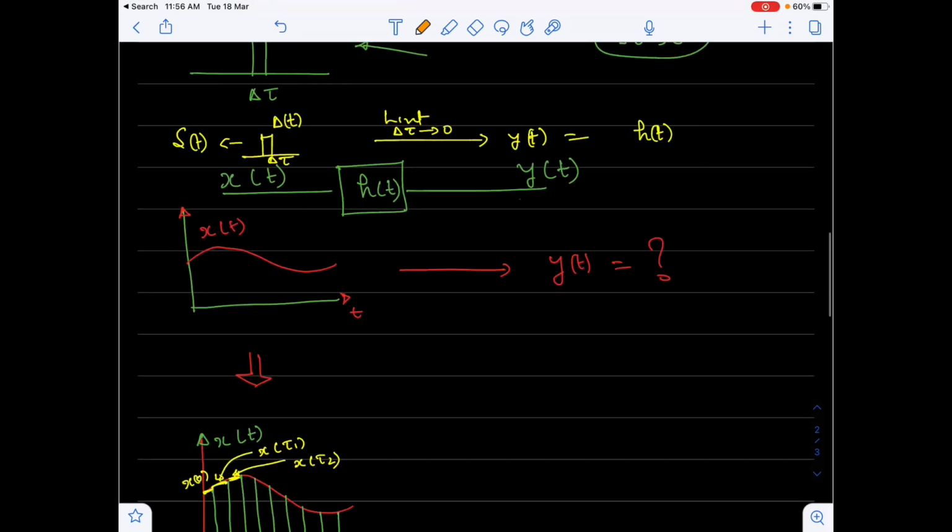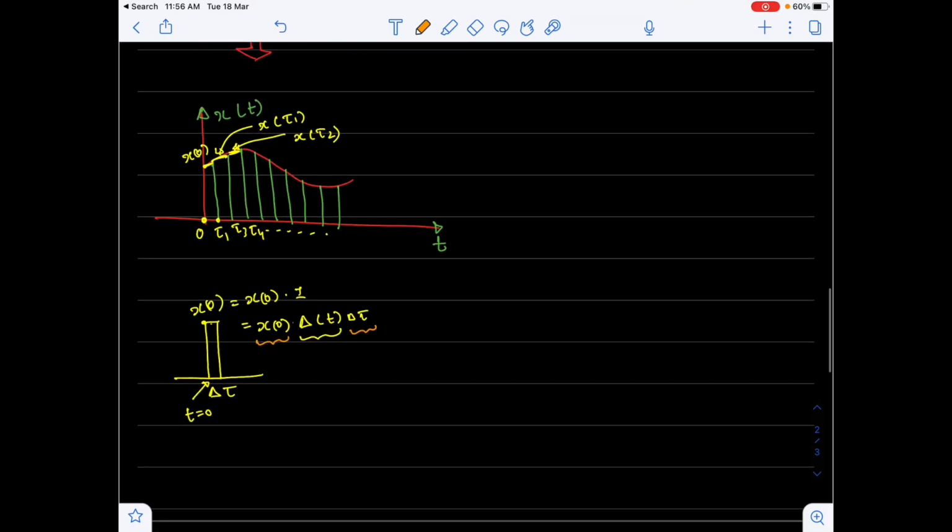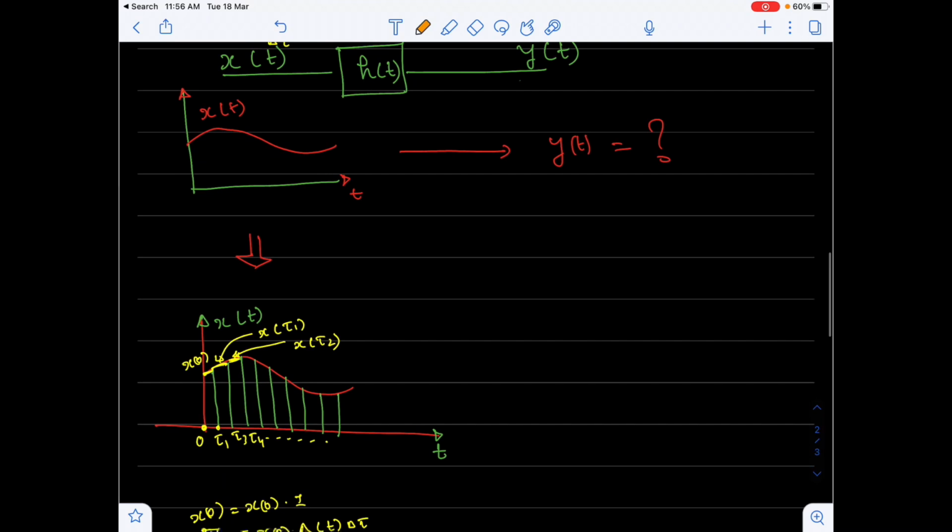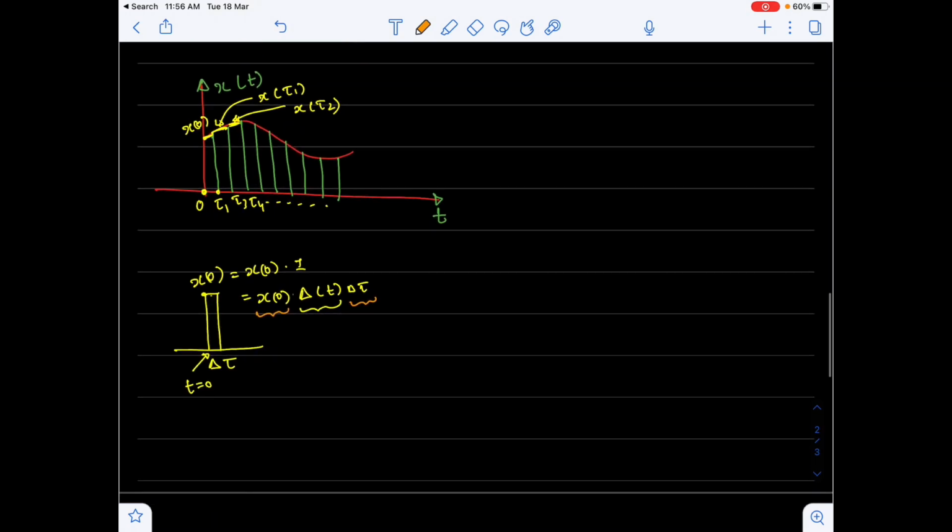So because of this property, what we will do now is give this input to the system. The system has h(t), so if you give this delta(t), you will get the output h(t), right? Now the scaling factors are x(0) and delta tau. So this will be the output.